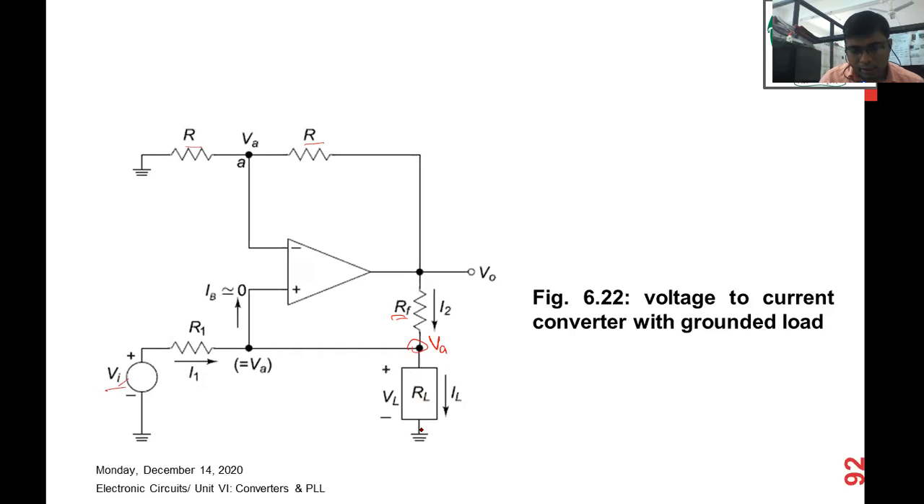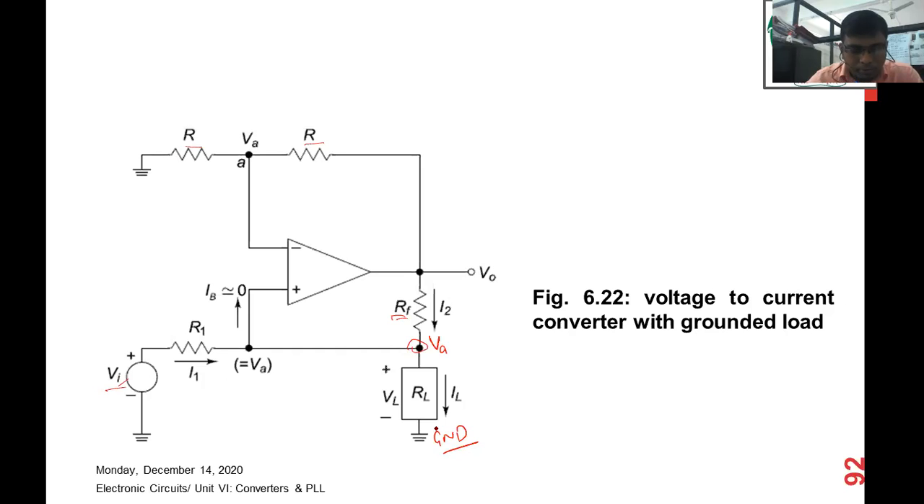There is a load resistor RL connected. Now the load resistor is connected between this terminal A and ground. That's why it is called a grounded load. Okay, this is a more stable circuit than the previous one.